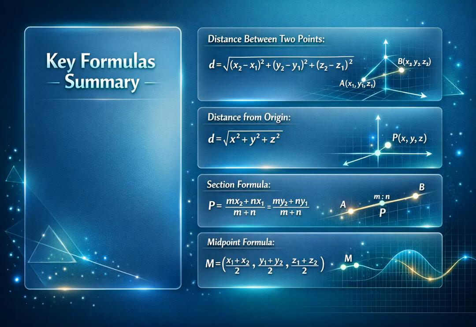Key formulas to memorize. Distance between 2 points: square root of (x2 - x1)² + (y2 - y1)² + (z2 - z1)². Distance from origin: square root of x² + y² + z². Section formula: weighted average of coordinates. Midpoint: average of corresponding coordinates.